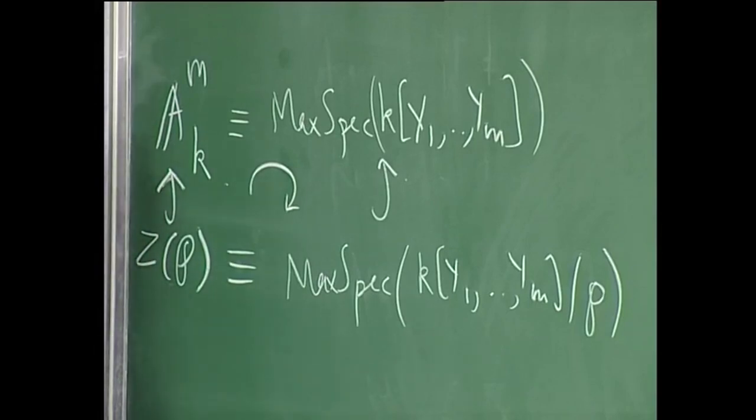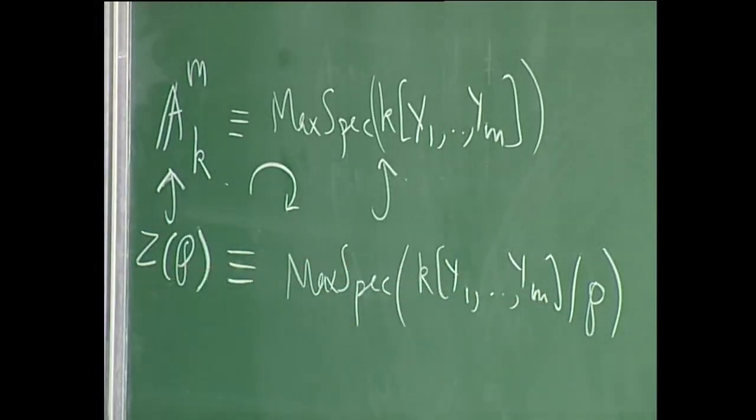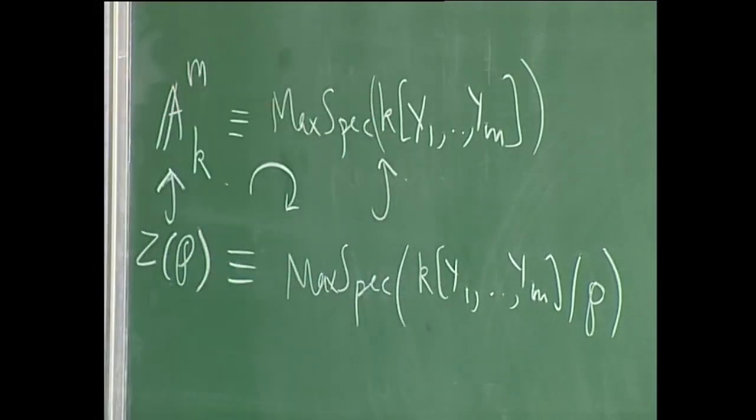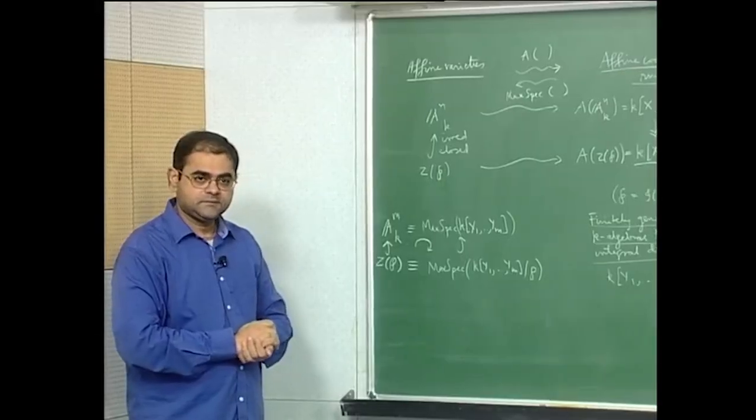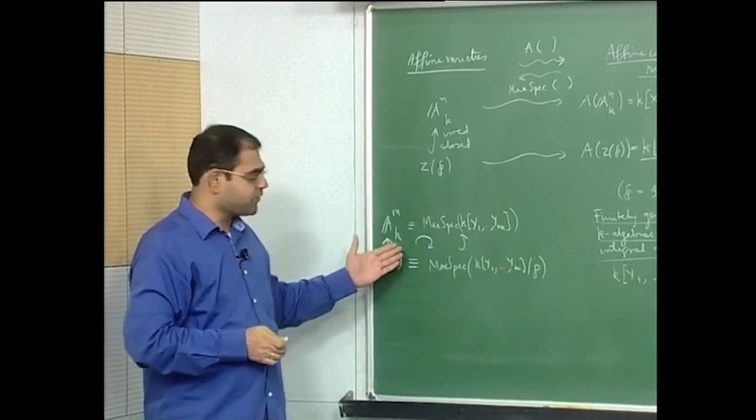So this identification associates to every point of A^m a unique maximal ideal in the polynomial ring in m variables. That is, to every point here, we associate a maximal ideal of the polynomial ring which contains the ideal p, because the maximal ideals in the quotient are precisely the maximal ideals in the parent ring which contain the kernel. There is a correspondence. So this is what is happening in this case. This is what we saw in the last lecture.